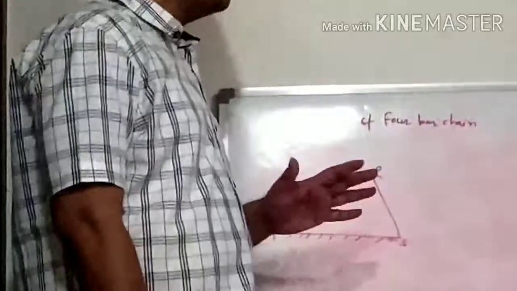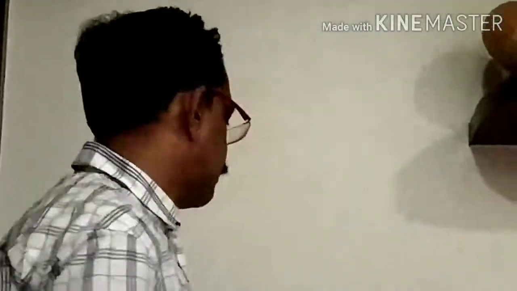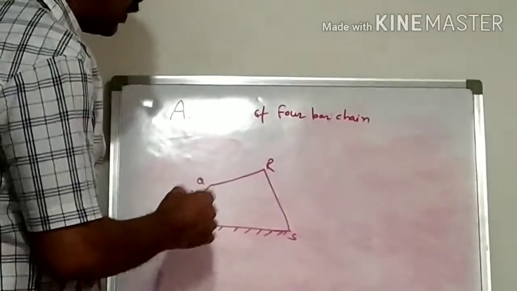In the last session, we learned about acceleration in mechanisms. We studied that there are two components of acceleration, tangential and radial, and we learned how to draw the acceleration diagram for a single link of the mechanism. Now, in this session, we are going to learn how to draw the acceleration diagram for a 4-bar chain and then for a slider crank mechanism. Here we consider the 4-bar chain PQRS.